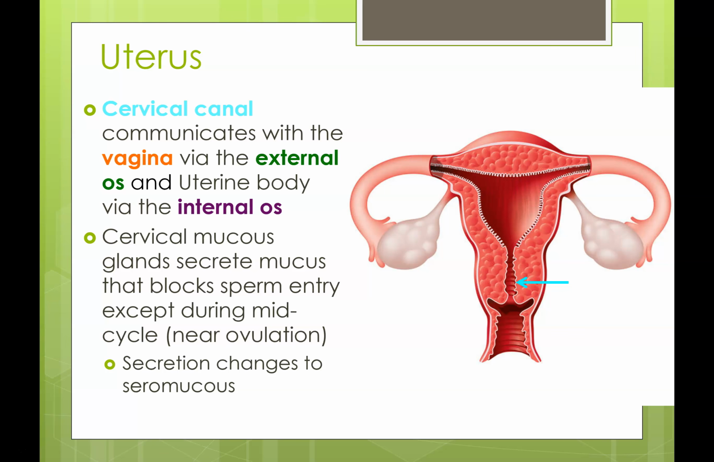That cervical canal is going to be able to communicate with the vagina through an external os and an internal os. The cervical mucus glands in this region will secrete a mucus in order to block sperm's entry, except during the mid-cycle, during ovulation. At that point, that mucus is going to turn into more of a serous mucus, which will allow sperm to move through more easily.